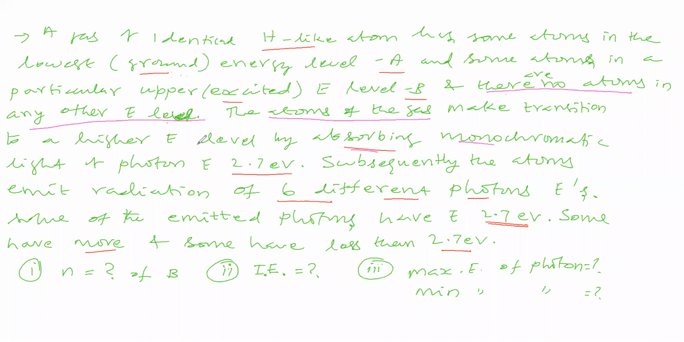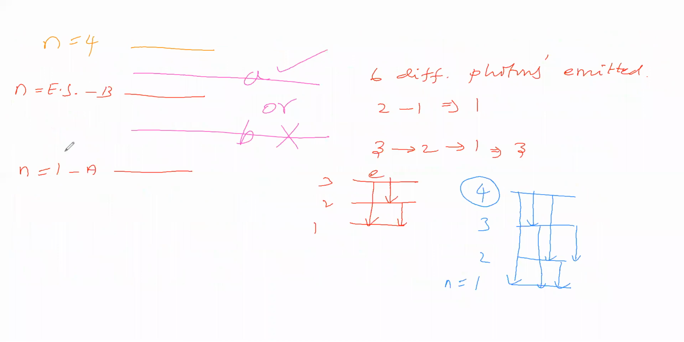Another point we'll see. This 2.7 electron volt is absorbed by A, no doubt. B also might have absorbed. This A is absorbing 2.7 electron volt, B also absorbed 2.7 electron volt. It absorbed 2.7 electron volt, so it may go to this, otherwise this, isn't it? So it might have gone to this place, otherwise this place.